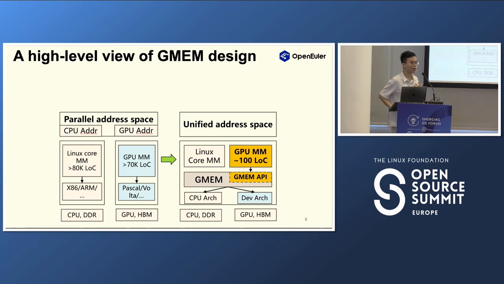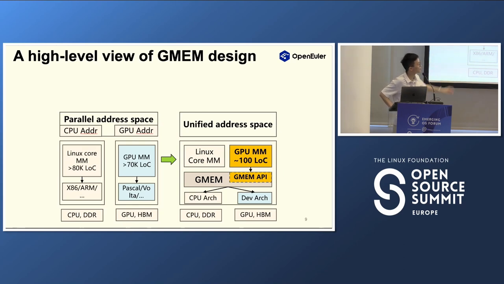So with this understanding of the memory management subsystems, we now have a high-level view of GMEM design. If you take a look at the left part of the figure, this is basically how the current situation works. We have parallel address spaces exposed to the upper-level application, making it difficult for programmers to write their programs. The GPU address is not the same as the CPU address, so you cannot use them on different accelerators or different processors. Underneath the CPU address, you have the Linux core MM, which is basically 80,000 lines of code, as well as the GPU address space, underlying which has over 70,000 lines of code from your GPU driver. And these 2 memory subsystems are independent, so they don't really coordinate.